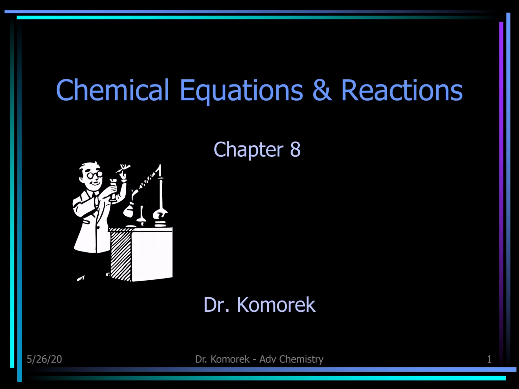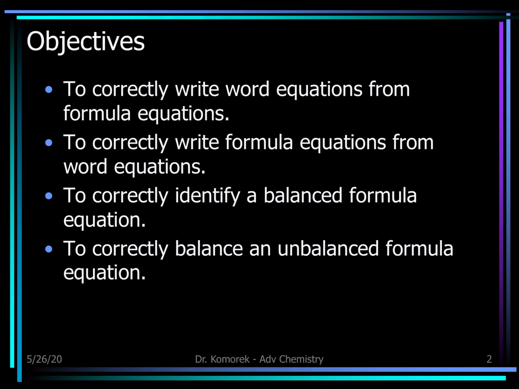This chapter begins with a little bit of a review from Chapter 1, Chemical and Physical Changes. In this chapter, we look at only chemical changes, which are also known as chemical reactions. Our objectives for the first section are to learn to correctly write equations to represent reactions. These equations can be written in word form or formula form.